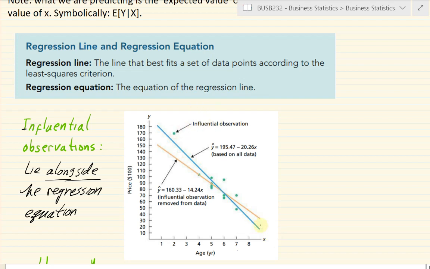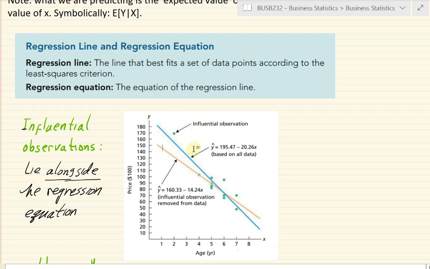And what exactly do they influence? They influence the slope of the regression line. So in this other drawing, see, this influential observation is removed, and look at how the slope of the line changed. The slant of the line changed. This is removed. Now, this is a new line. By removing this single observation from the data, that single observation is really influencing the slope of the regression.